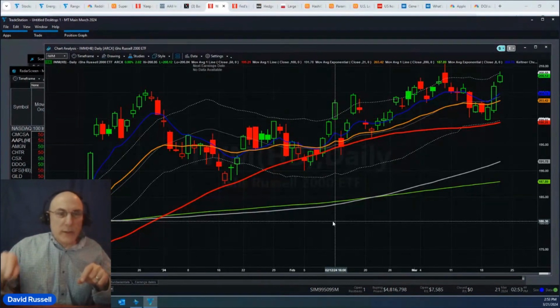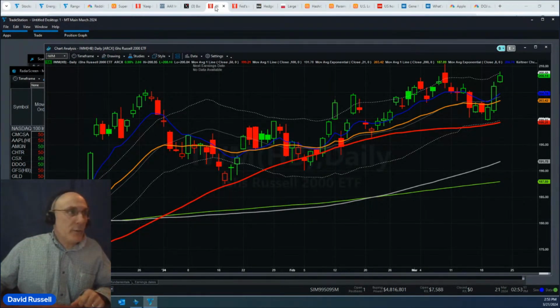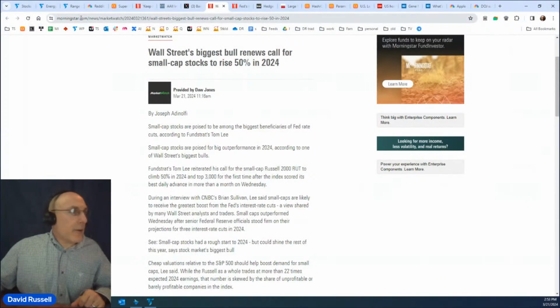hoping and waiting, will this be the time? Will this be the time? But the thing is, if we get confirmation that it is the time, then I think it could be a significant move because this has been a highly anticipated move in small caps. Tom Lee there.